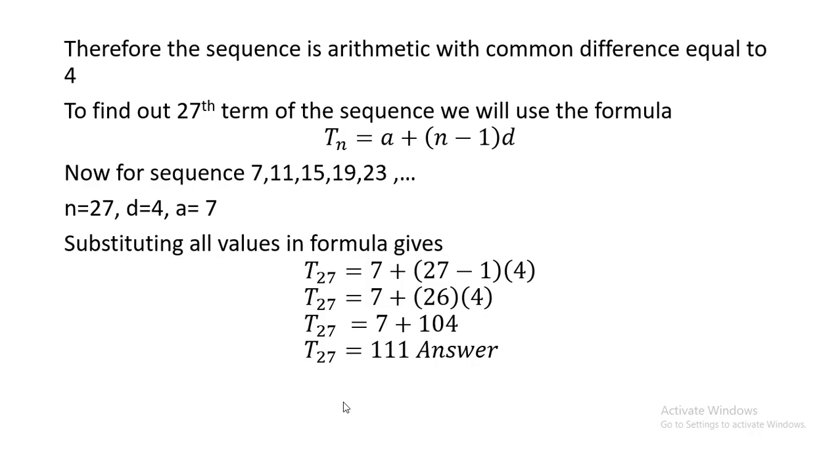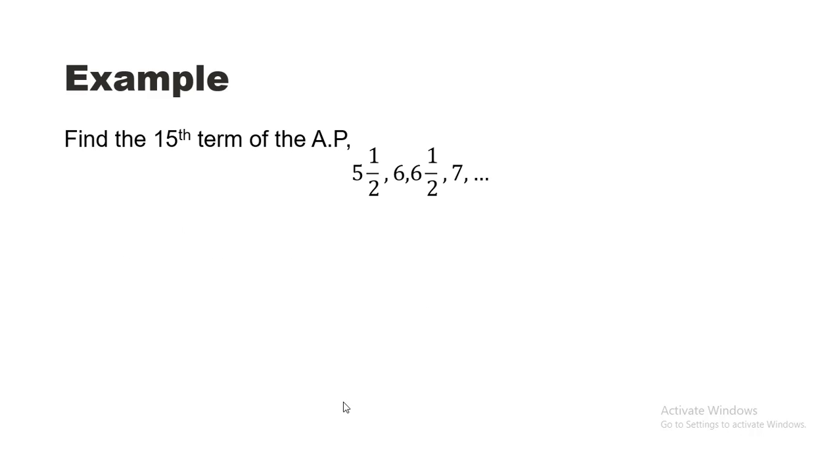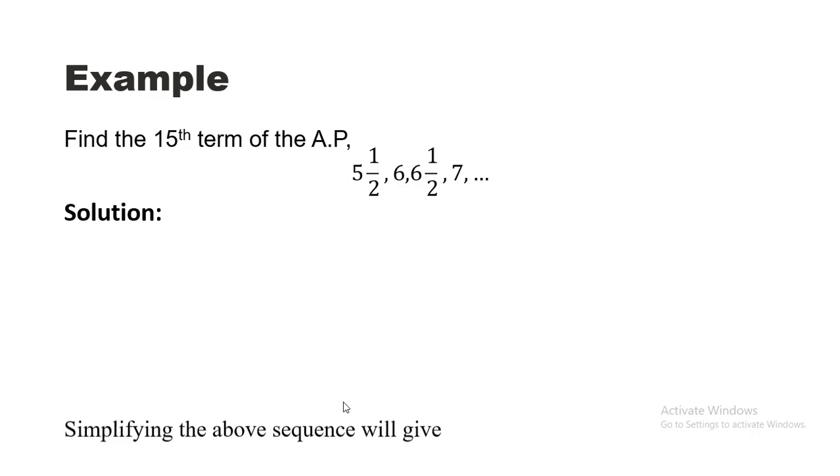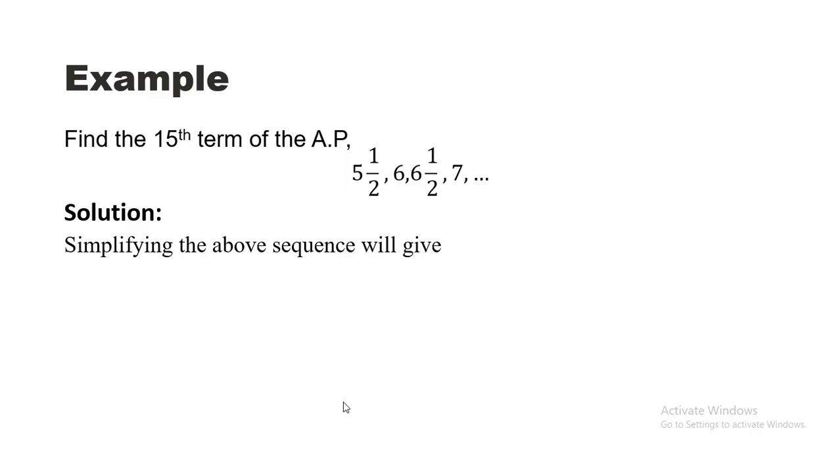I hope that you have understood how to calculate the term that is required if the sequence is an arithmetic sequence. Okay, let's take another example and understand it better. It says that you need to find out the 15th term of this arithmetic progression. Here they already told you that it's an arithmetic progression, but we need to know that for an arithmetic progression the common difference between two successive terms should be equal throughout the sequence. What I've done here is simplify this sequence a little so that it's easy for me. After simplification I got 11 by 2, 6, 13 by 2, 7 and so on.